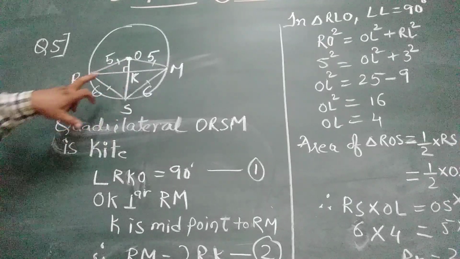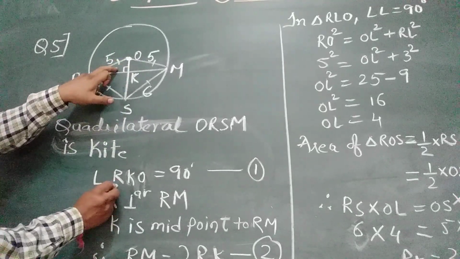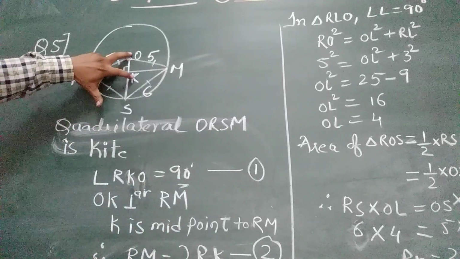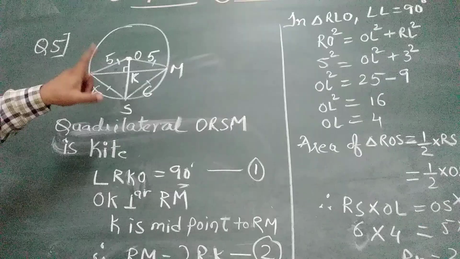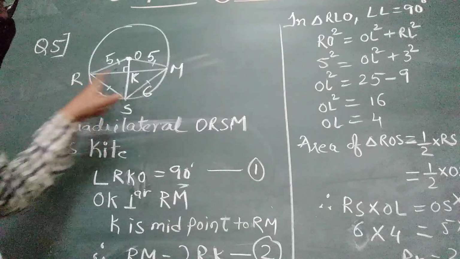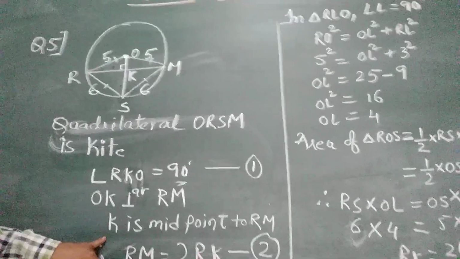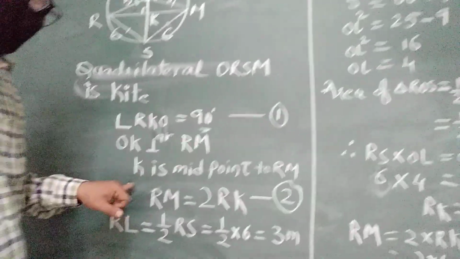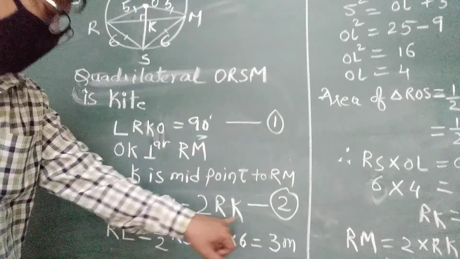It means we can say that angle RKO is equal to 90 degree. Now you can see OK is perpendicular to RM. Hence, K is the midpoint of RM. So, it is the midpoint. It means it bisects the line into two equal parts. Hence, we can say that RM is equal to 2RK.